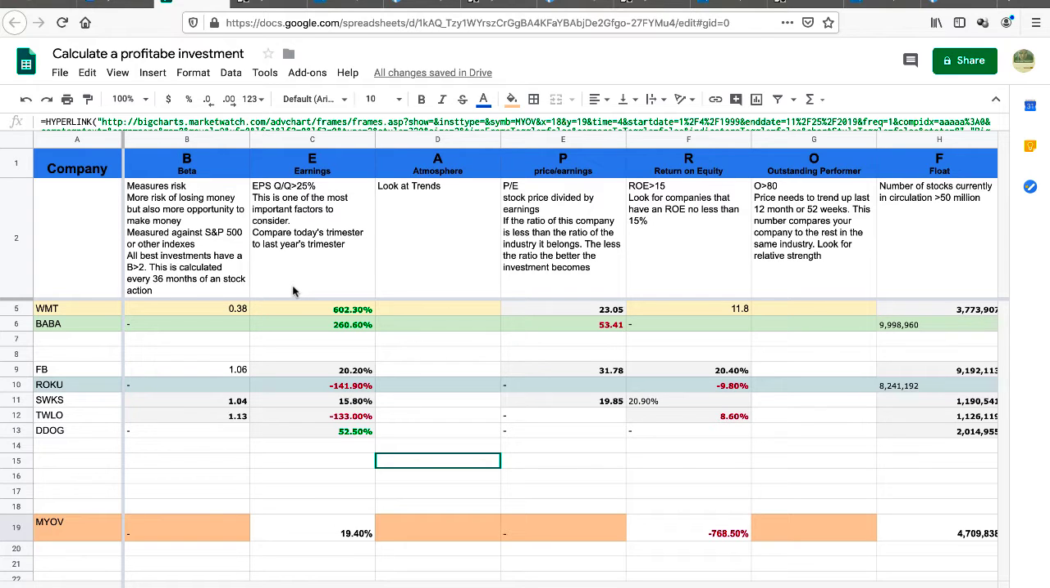Okay, the next one is earnings or EPS, and from what I read, this is the most important factor to consider when you are trading, buying or selling a stock. And what we want to do here is compare the earnings from this quarter to the same quarter last year.